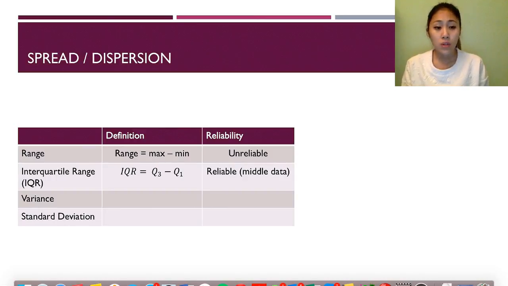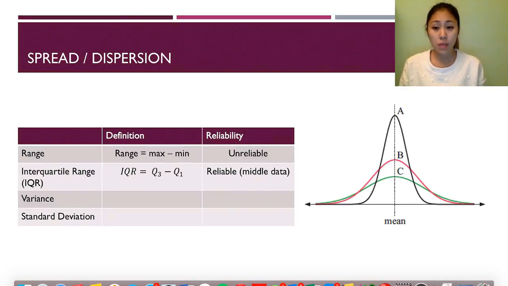So what we do is we instead use the interquartile range. This one is the more preferred. This is also known as IQR. IQR means quartile 3 minus quartile 1. This is more reliable because you're only using essentially the middle data points of your entire data set. So it's more resistant. Kind of like median, but gives you a better idea of spread and dispersion.